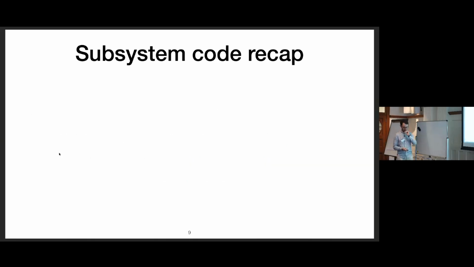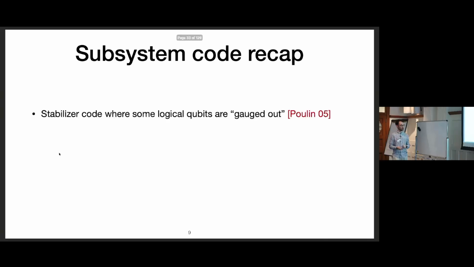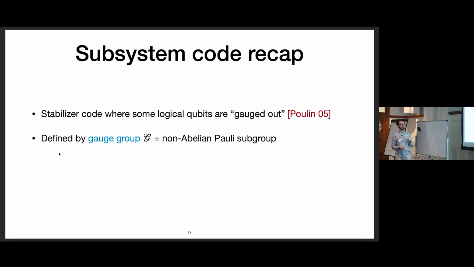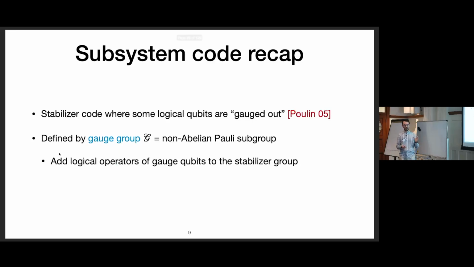Okay, so just before I get into how the space-time code mapping works, I want to give a recap on subsystem codes, just to make sure we're all on the same page. So you can think of it as I have a stabilizer code, and I take some subset of the logical qubits and I gauge them out. By that I mean I don't use them to encode information anymore. And so this kind of code will be defined by some gauge group, which is a non-abelian Pauli subgroup now. You can think of this as, I have my stabilizer group, and then I have some logical qubits I don't care about anymore, and I'm adding the logical operators of those into the stabilizer group. And then this will give me a non-abelian group, because obviously I have X and Z operators for the qubits.